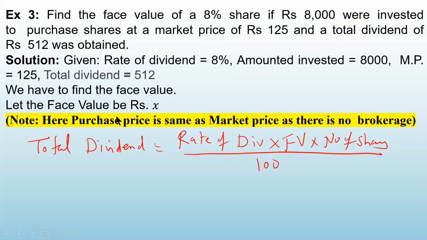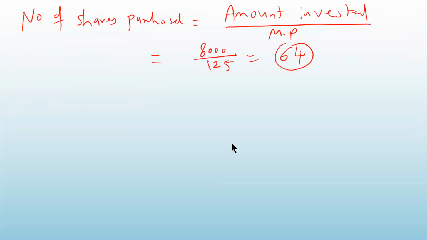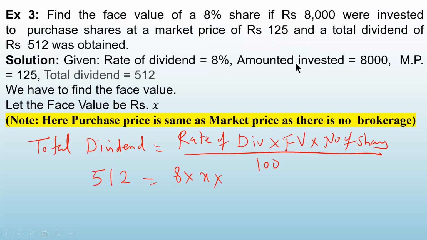Now let us go back to the same formula. Now you know the number of shares, you know the rate of dividend, and you know the total dividend. So put everything in the formula and you will get the answer. What is the total dividend? 512. What is the rate of dividend? 8. Face value you have to find out, and you are calling it X, so 8 into X. And what is the number of shares? Just now we calculated it: 64.